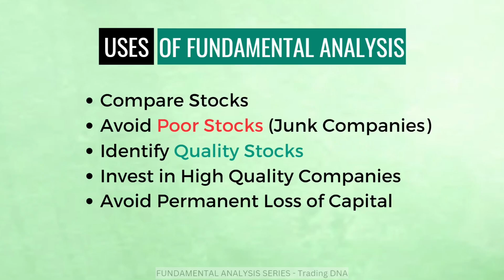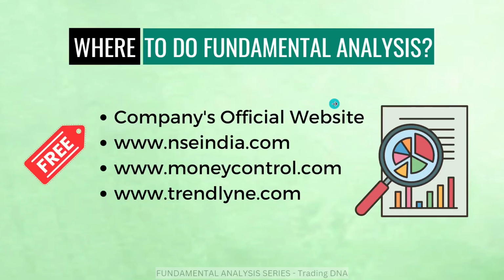Everything is okay, but where can I do that analysis? That is pretty simple. You can find the annual report of that particular company from the official site of the company itself. You can also find the annual reports of the companies in many sites like www.nseindia.com, www.moneycontrol.com or trendline.com or tickertape.in. There are many other sites where you can see the annual reports of all the companies that are listed in NSE, and it is completely free of cost.